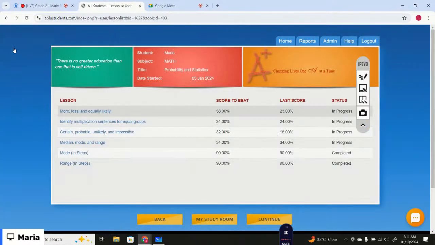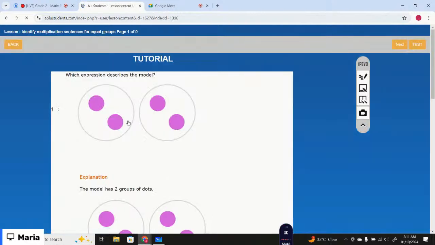The next lesson is identify multiplication sentences for equal groups. Let's just start with the lesson. Which expression describes the model? So basically you need to see how do we describe this model, right?